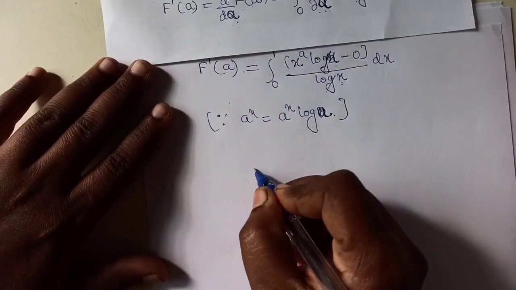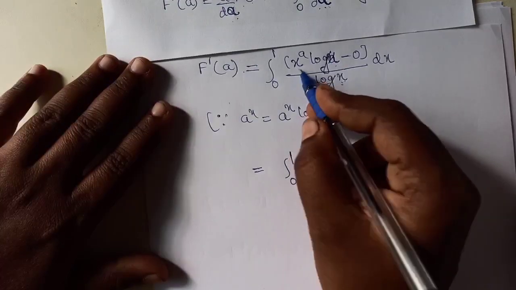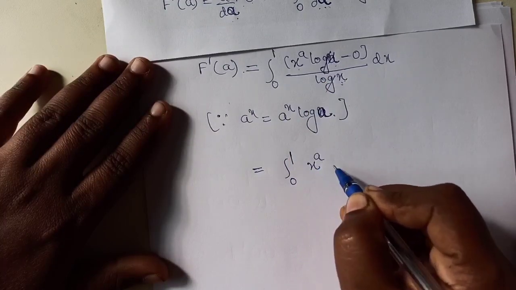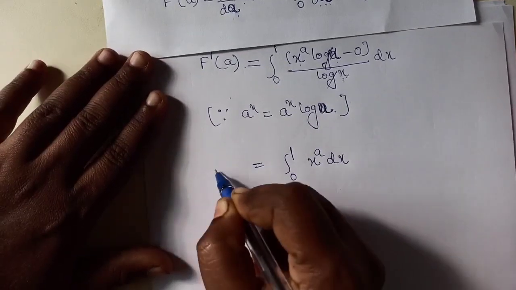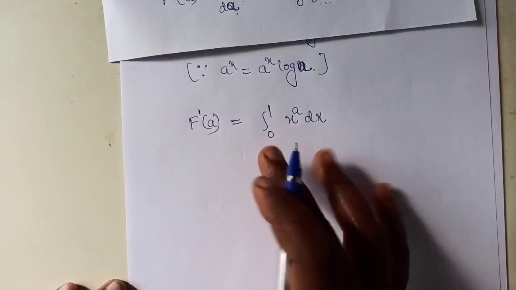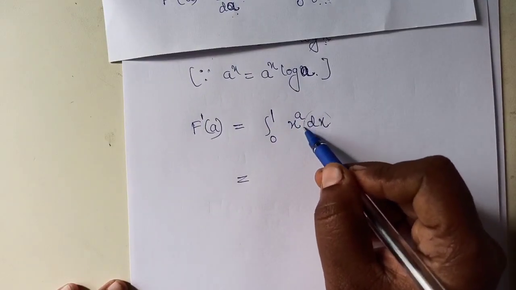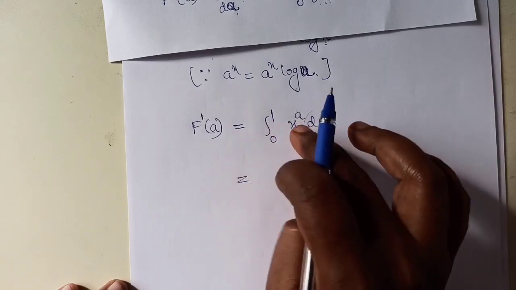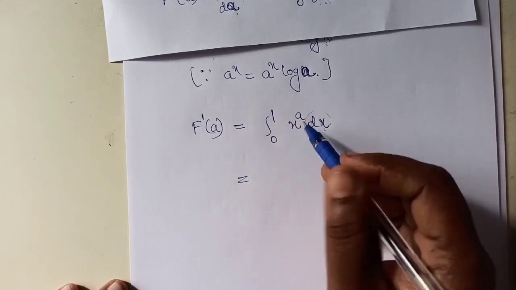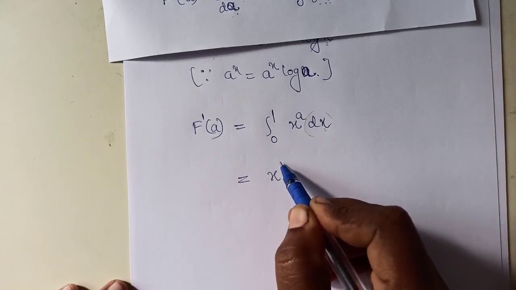Simplifying this one, the integral from 0 to 1, here we get x^a dx, right? This is the F'(a) value. Now we integrate this one. Here we are integrating with respect to x, not with respect to a. We know that the integration of x^n is x^(n plus 1).